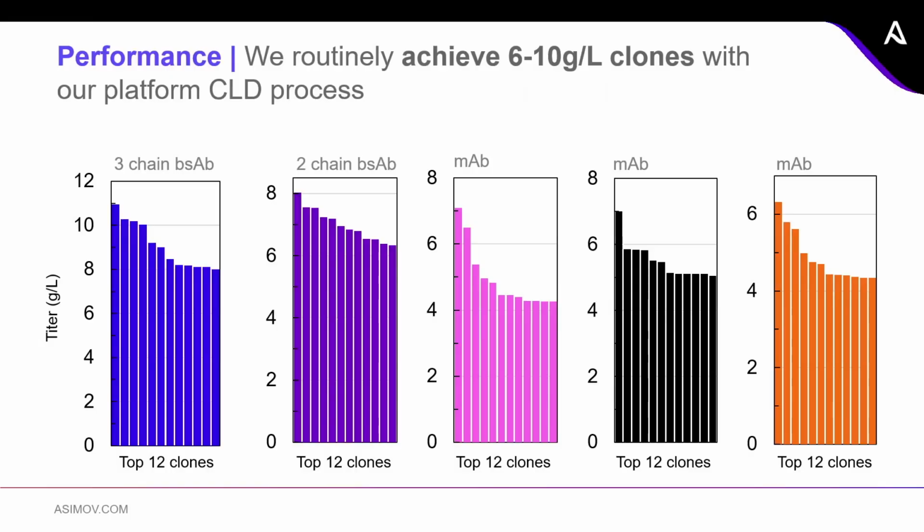We have a 3-chain BsAb. We're able to hit 11 grams per liter for the top clone, while maintaining greater than 8 grams per liter for the top 12 clones. And then with the 2-chain BsAb hitting 8 grams per liter, maintaining above 6 grams per liter for the top 12 clones. And then for the last 3 monoclonal antibodies, maintaining above 4 grams per liter for the top 12 clones, while hitting around 6 to 8 grams per liter for all 3 of these antibodies.